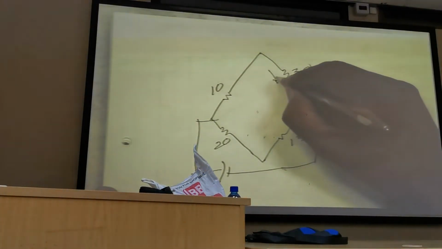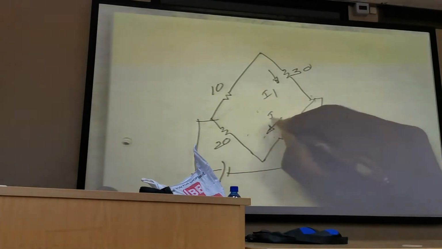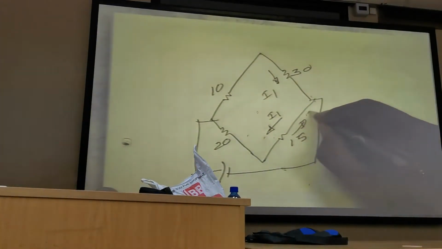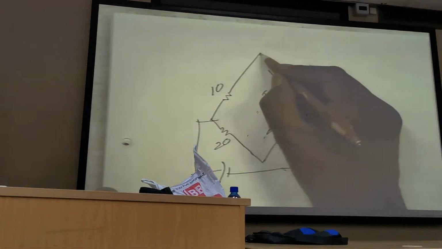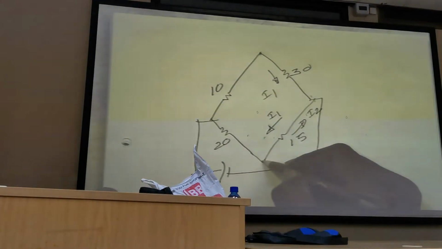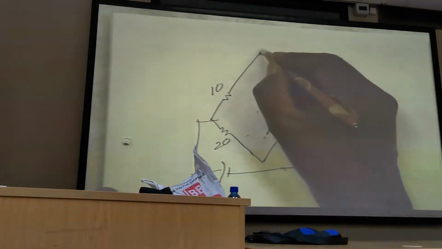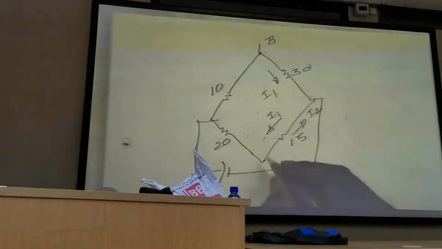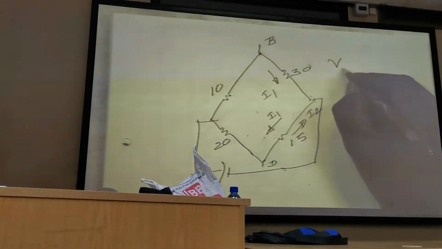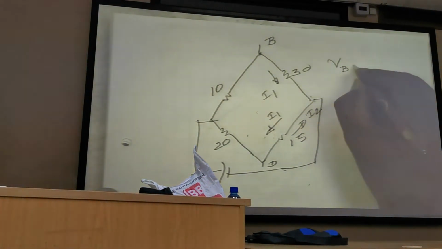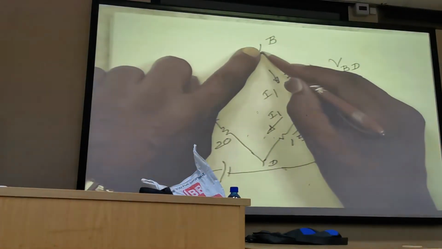Here we have I1. Here we have I1. And here we have I2, right? Okay? Why I am saying that? Because I want to walk along this direction. So this point was B, and this point was D. We need to find out VBD. Clear? So meaning, now start from here.